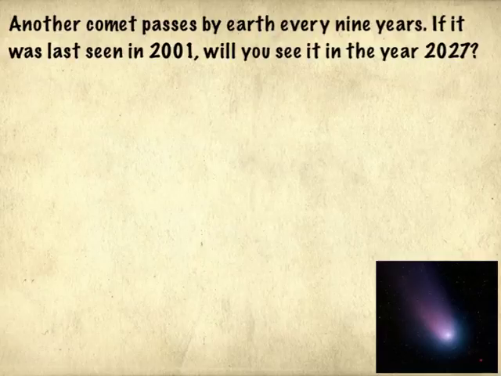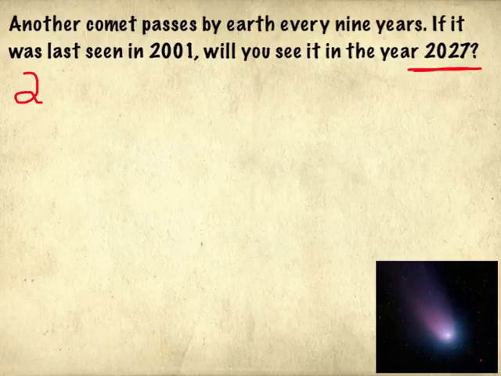Another comet passes by Earth every 9 years. If it was last seen in 2001, will you see it in the year 2027? So really what they're asking me is, if we start with 2001 and we go up by 9s, are we going to hit 2027? I can already tell you that answer, and I'm going to show you my fast way of doing it later. But first what I can do is I can start by adding 9.